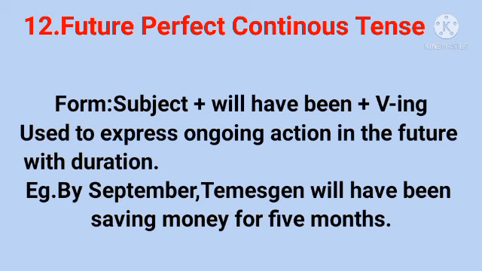The last type of tense is future perfect continuous tense. It has the form subject plus will have been plus verb-ing. This tense is used to express an ongoing action in the future with duration. For example, by September, Tamasgen will have been saving money for 5 months. Remember, in the future perfect tense, we focus on the amount of money. But in the future perfect continuous tense, we focus on the amount of time for saving money. That means it takes duration. Due to it, we use future perfect continuous tense.